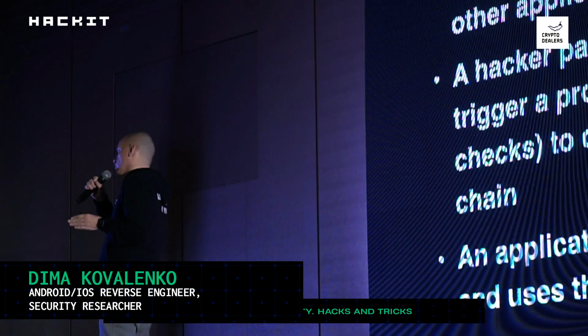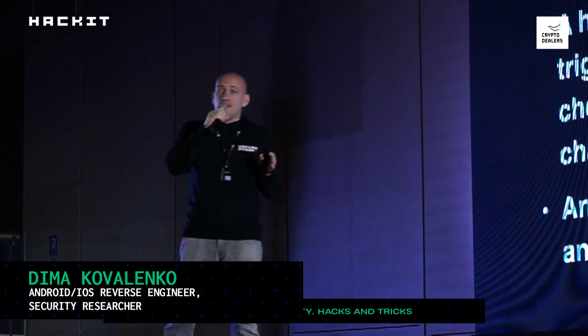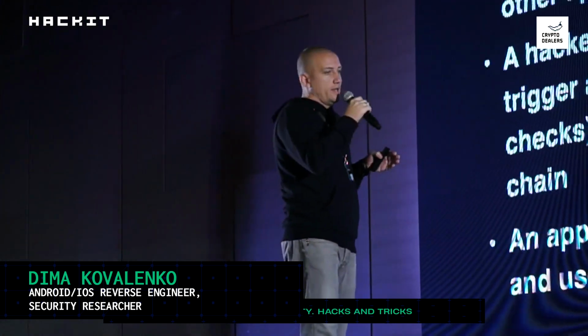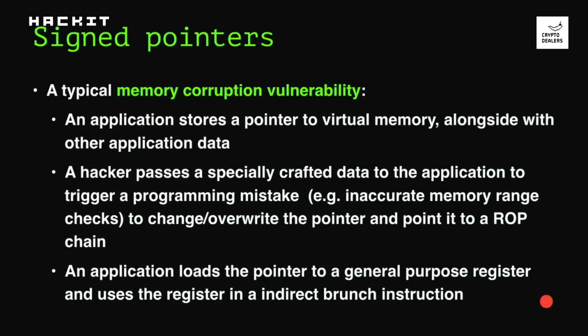The code flow is very simple. The application stores a pointer into virtual memory. Then something happens. Usually a hacker feeds the application with specially crafted data and triggers mistakes made by developers. Usually it's overflow, different kinds of overflows. For example, a developer does not control array ranges properly, and under some conditions, an application can write something out of the array.